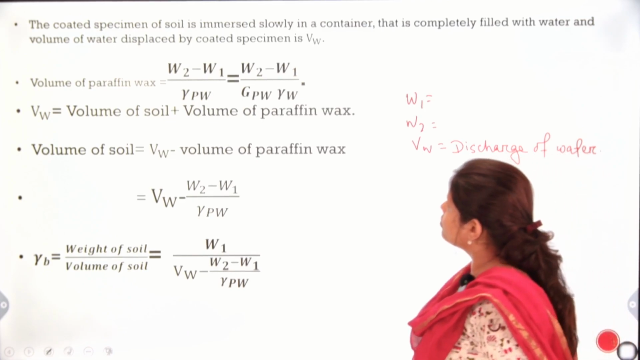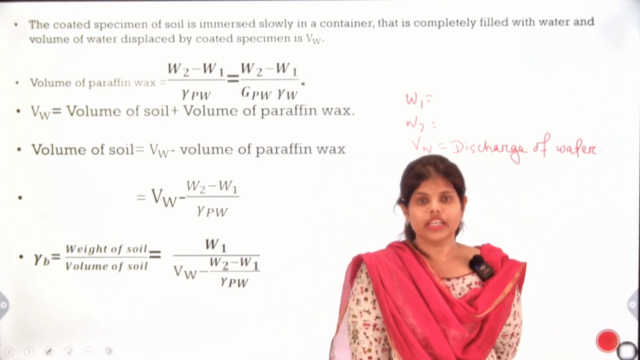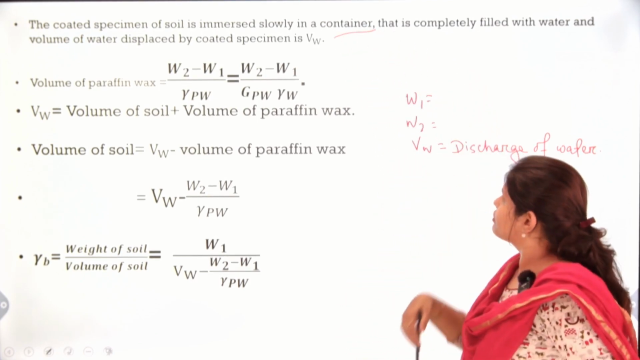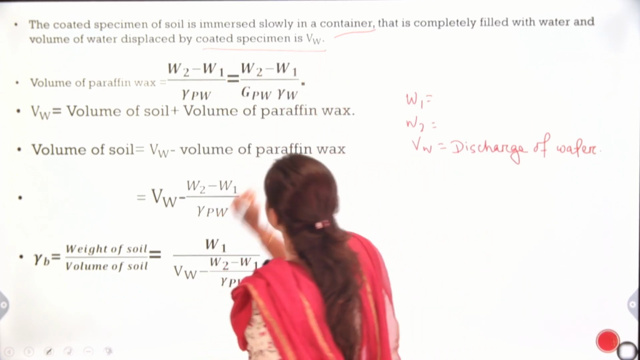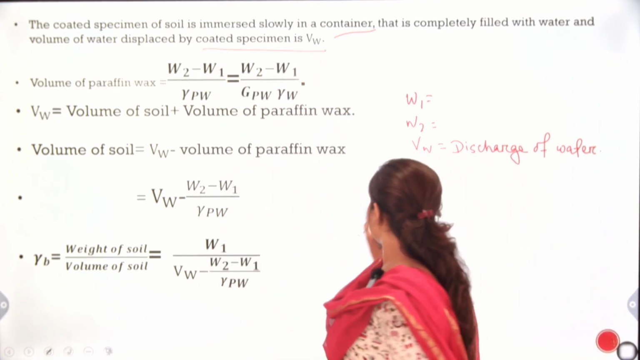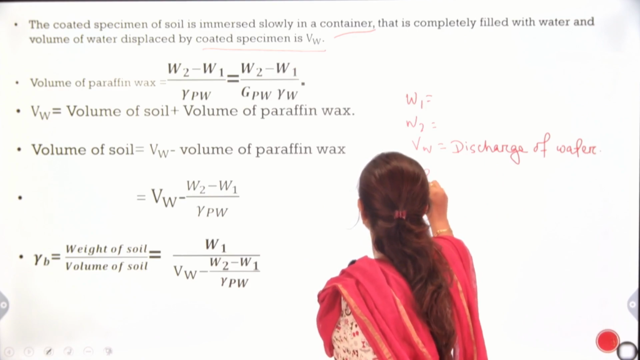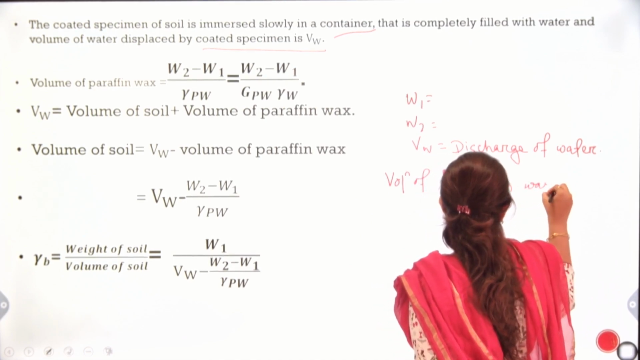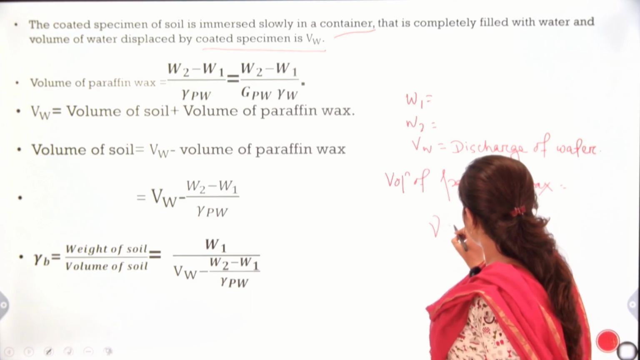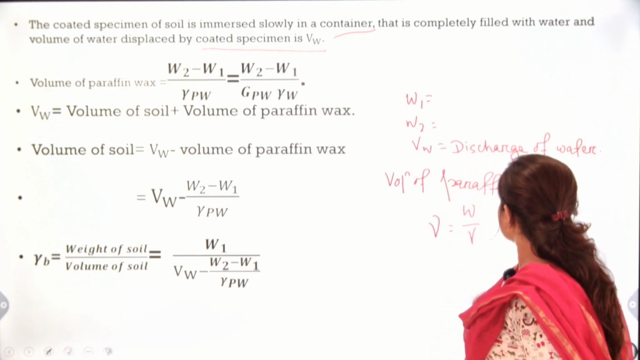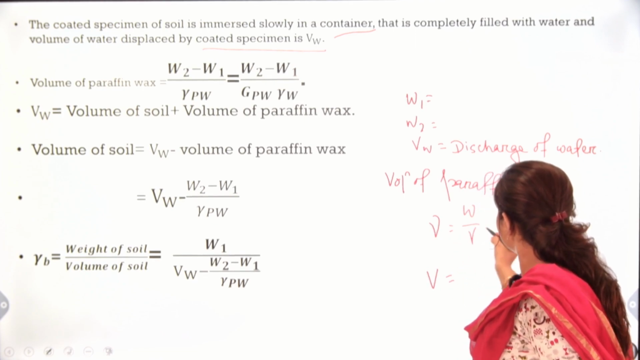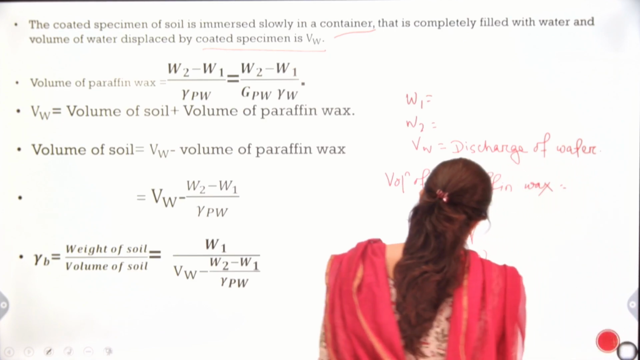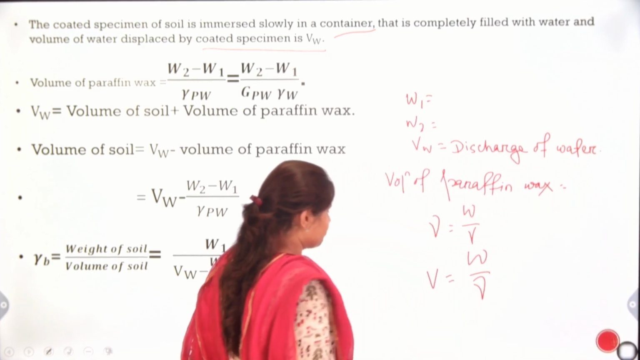Right. So what it says is that the coated specimen is immersed slowly in a container that is completely filled with water. The volume of water displaced by the coated specimen is VW. Right. So we need to calculate the volume of paraffin wax. To calculate gamma, we need W and V. So to calculate V, we need W and gamma. So what do we calculate? The volume of paraffin wax.